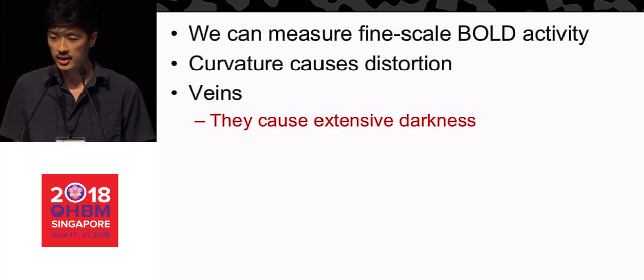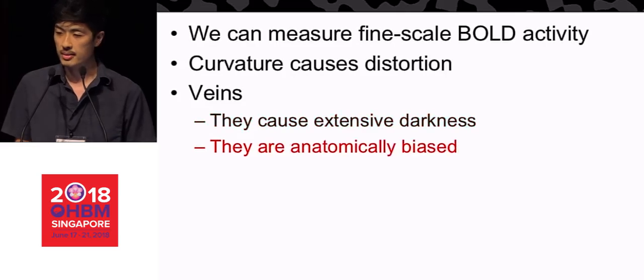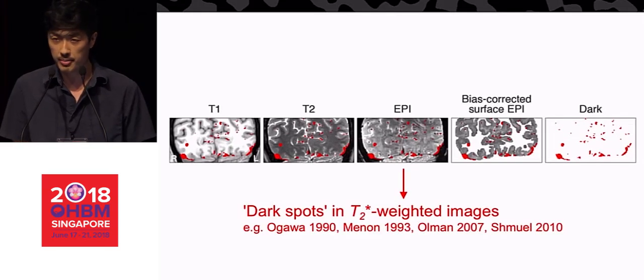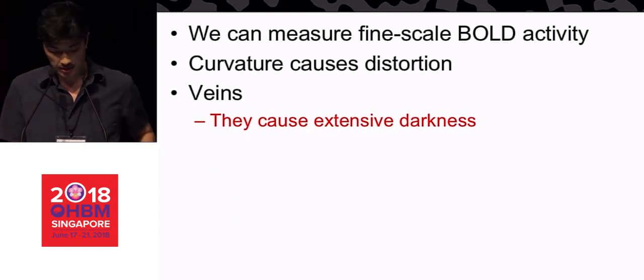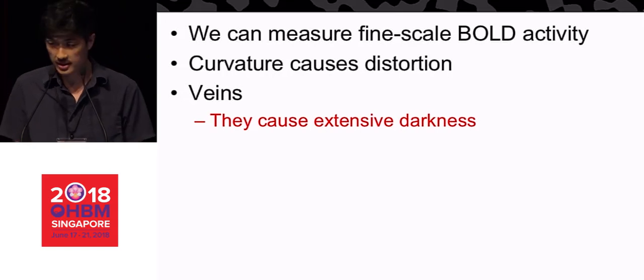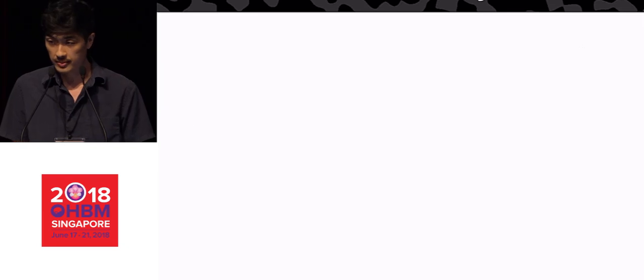we can confirm that these effects are in anatomically appropriate locations in gray matter and not an artifact of misregistration or things of that nature. Not only are veins causing extensive effects in our data set, there's also systematic bias in where they're located.